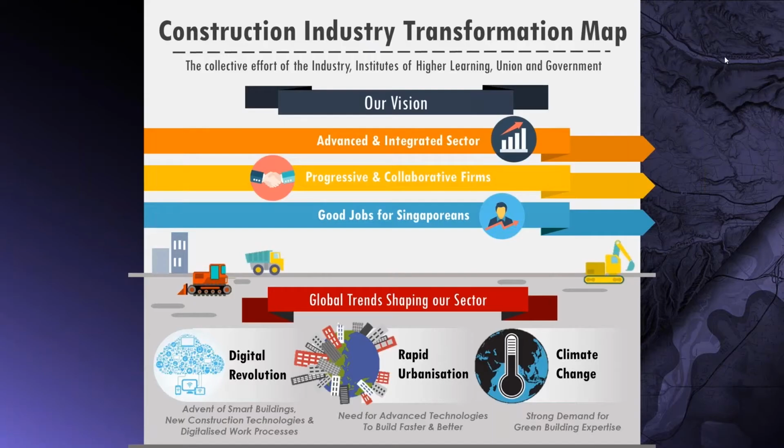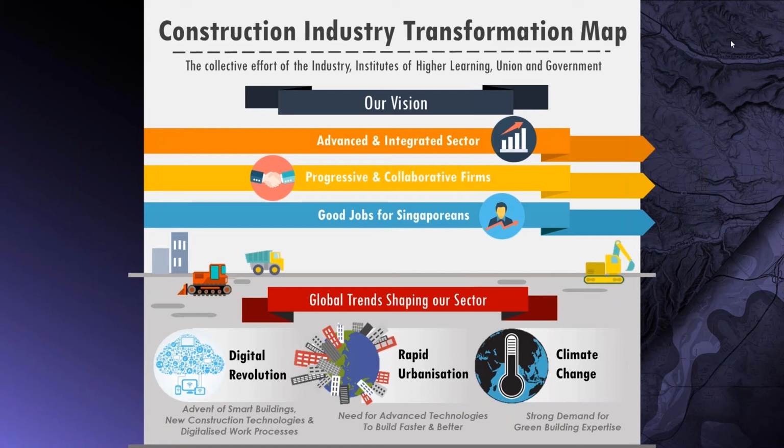Now, to provide answers to those challenges, BCA has actually constructed this construction industry transformation map. This was crafted through the collective effort of industry practitioners, institutes of higher learning, union groups, and the government itself. Aside from the vision and the global trends that we see here, which are shaping the sector, there are also three key areas that will eventually transform the sector if we start to adopt them. Now, what are those three key areas?